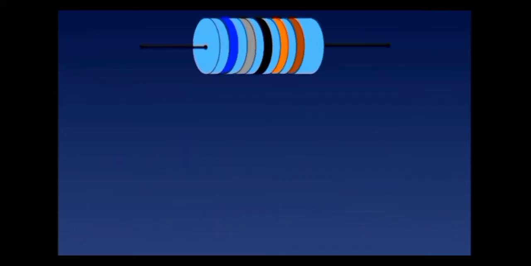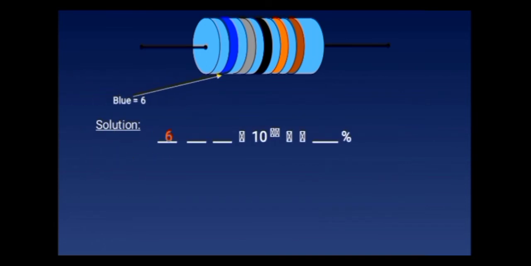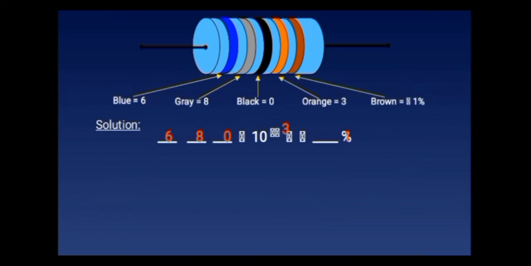So, compute natin yung value ng resistor na ito. Ito ay 5-band resistor. So, ang solution is, the first one, the blue is equivalent to 6. Kung titingnan natin sa table kanina, yung blue is equals to 6. Yung gray is equals to 8. And the black one is 0. So, these are the significant digits. So, yung orange is 3, serves as the multiplier of the resistor. And the last one is the brown as the tolerance of the resistor.